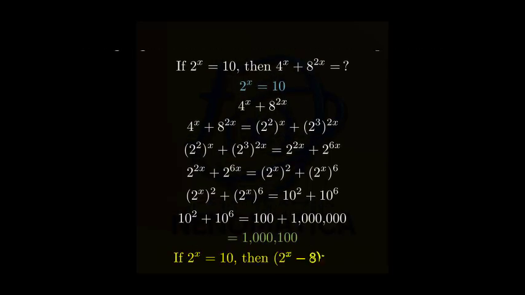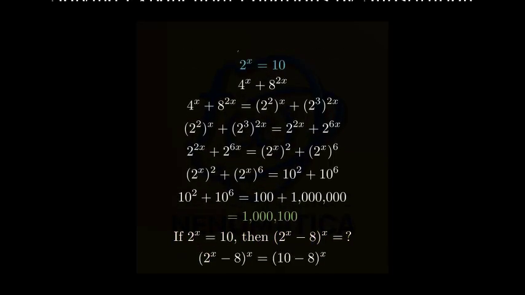Again, we're given that 2 to the power of x equals 10, but this time we need to find the value of the expression (2^x - 8)^x. Once again, we start with the information that 2^x = 10. Let's directly substitute this into our expression. We get (10 - 8)^x.